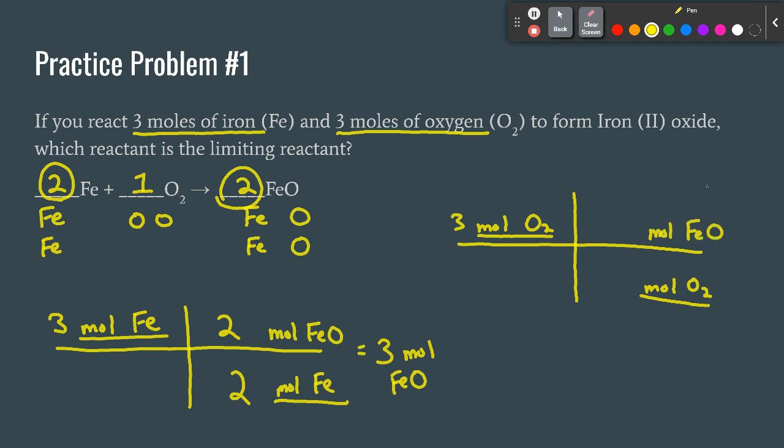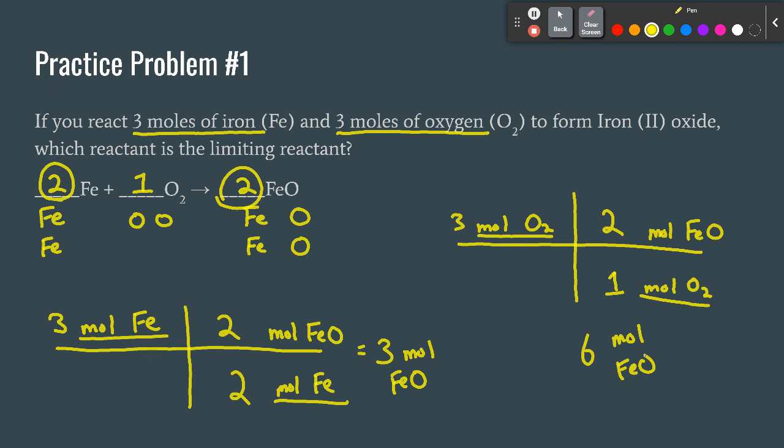In our balanced chemical reaction, we have 2 moles of iron oxide per 1 mole of oxygen. 3 times 2 is 6. 6 divided by 1 means if oxygen was our limiting reactant, it would form 6 moles of iron oxide.